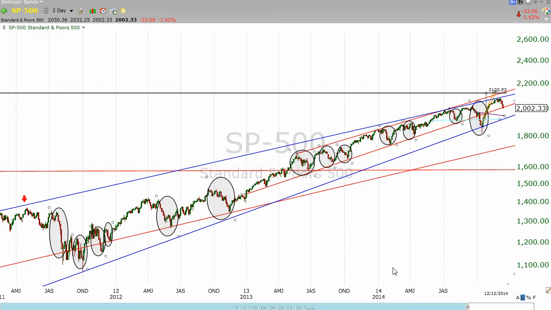Times when, and there's more. As a matter of fact, I zoomed out a little bit more on this chart than when I put these on, so let's go ahead and identify a few more. There we go. These are ovals that represent periods of time in the S&P when there was a downward move of 4% or more.